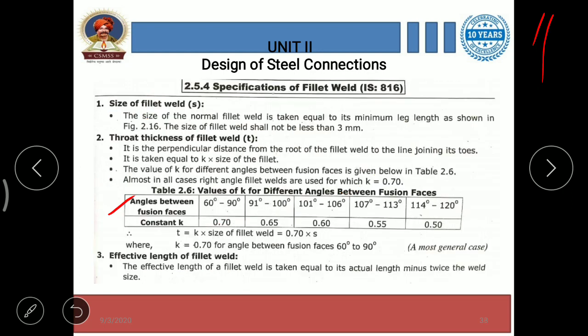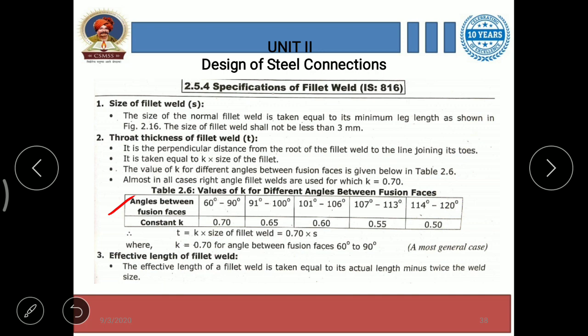Then these are some specifications of fillet weld provided for the design of welded connections. Very important specifications are given to design weld connections. First, the size of fillet weld, which is denoted by small s. The size of the normal fillet weld is taken equal to its minimum leg length.